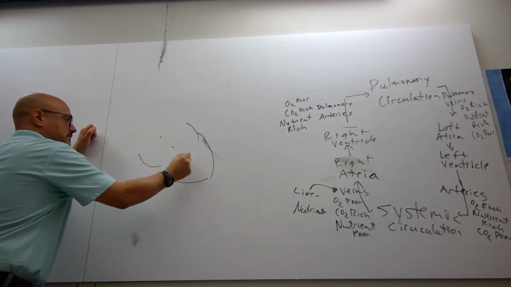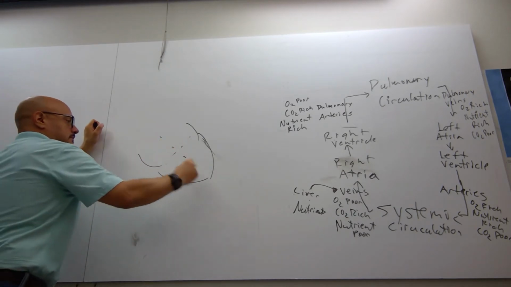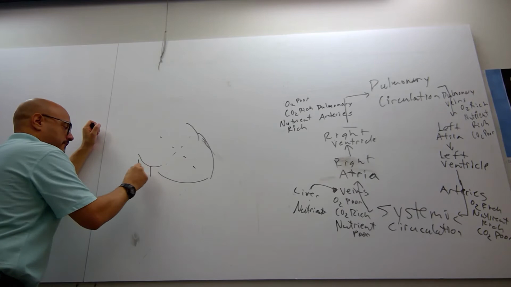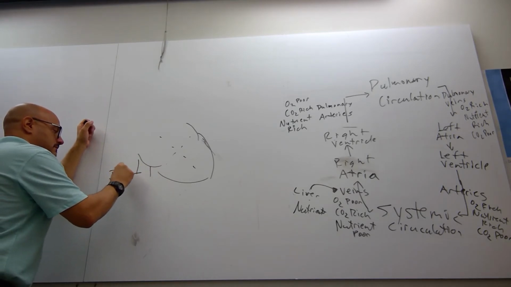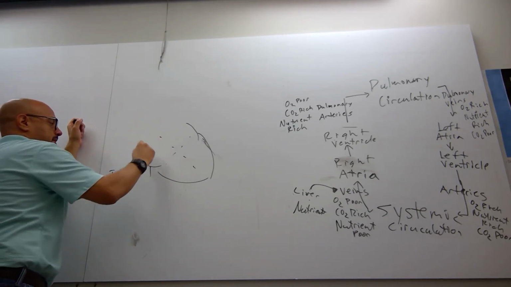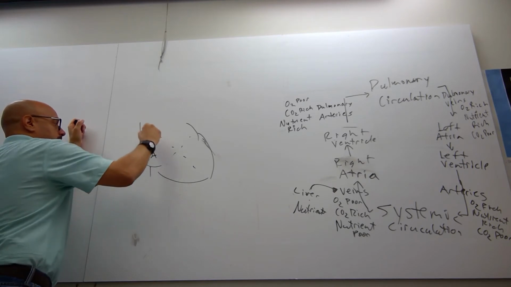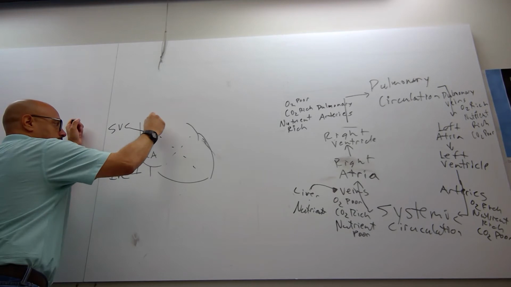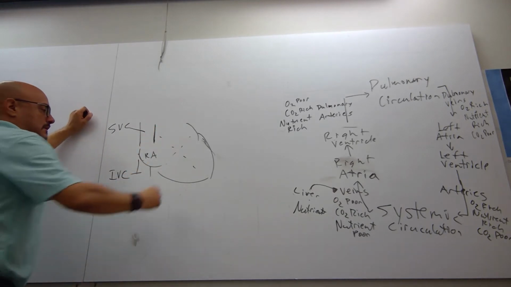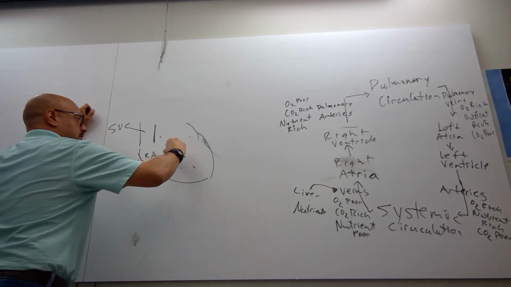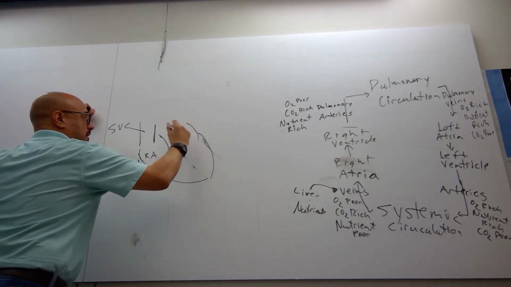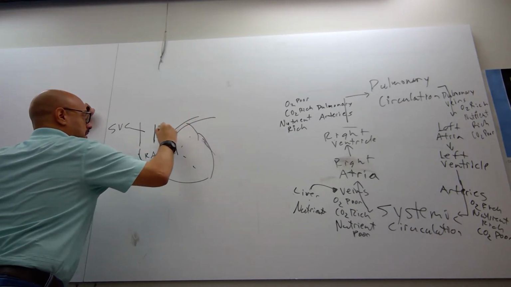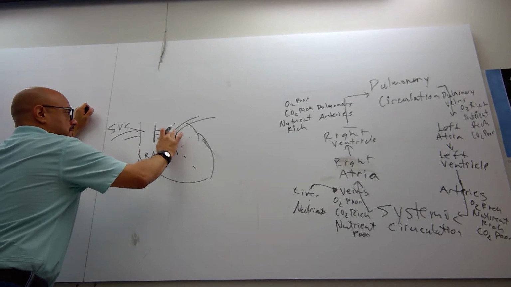Okay, so four chambers. Left atrium. I've got my inferior vena cava, my IVC, so that makes this my right atrium. Then I've got my superior vena cava draining. Then I go into my right ventricle and come out my pulmonary trunk. So the pulmonary trunk comes out like this to the lungs.